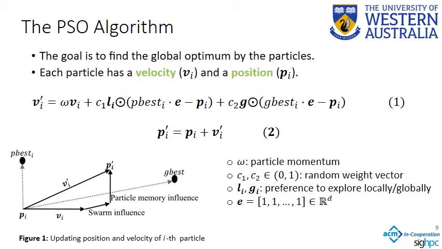In PSO algorithms, the goal is to find the global optimum using the particles, and each particle has a velocity, which is a vector, and also a position, also a vector. These are the formulas to update these two pieces of information maintained by each particle. We will look at the details of these formulas later on, and we have more explanations in our paper.